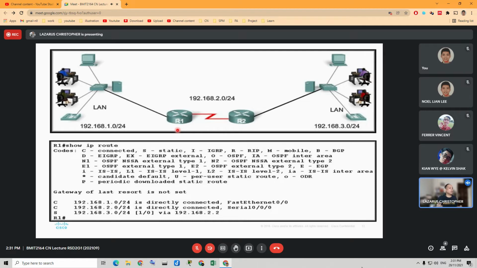Meaning if they allow your packets to go inside their network, you also must accept the return packets. That's how networks work. So here, under S, which is static, meaning configured directly by the administrator, we see the entry for this remote network to R1, 192.168.3.0.